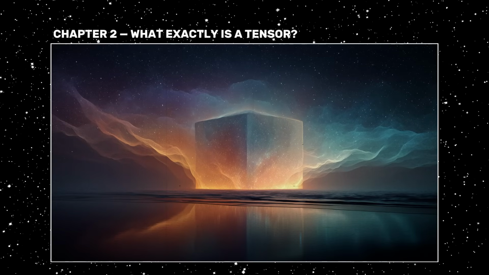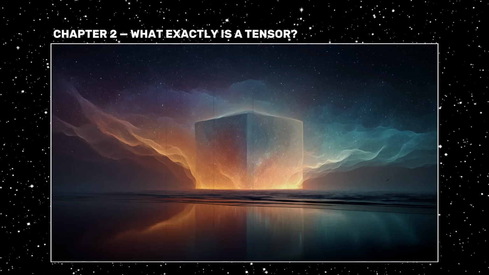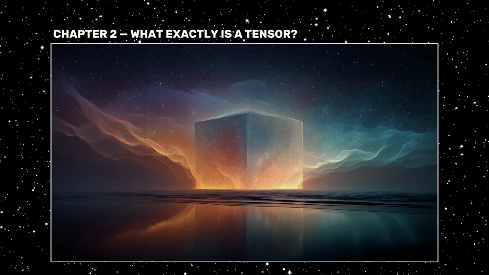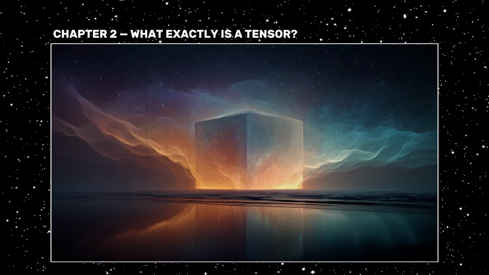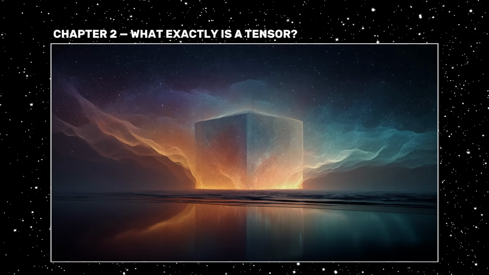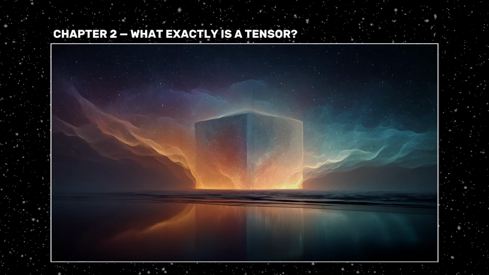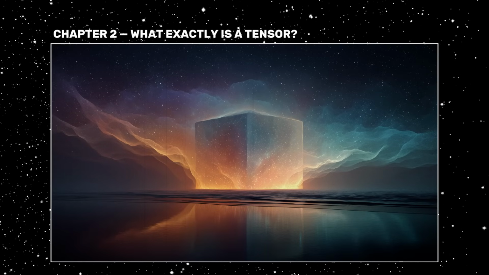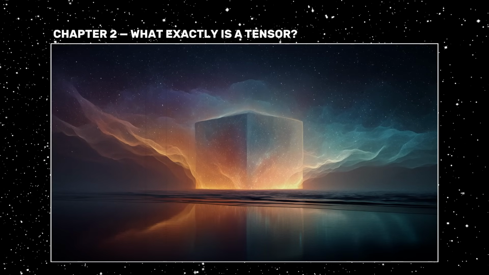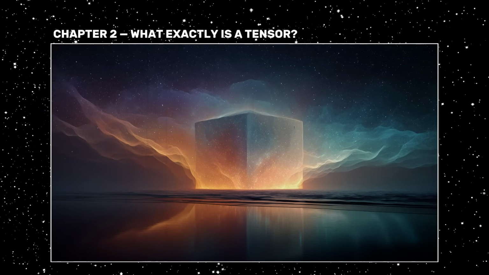Both observers are describing the same physical reality. The underlying velocity is one object, but it takes on different component values depending on the coordinate system. This object is a vector, which is the simplest non-trivial example of a tensor.